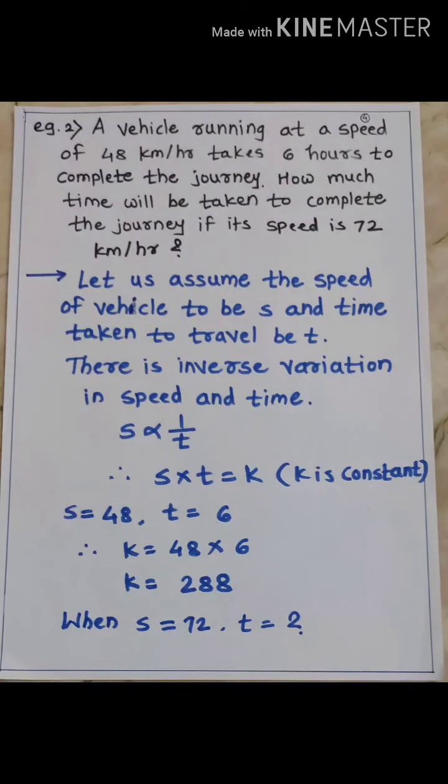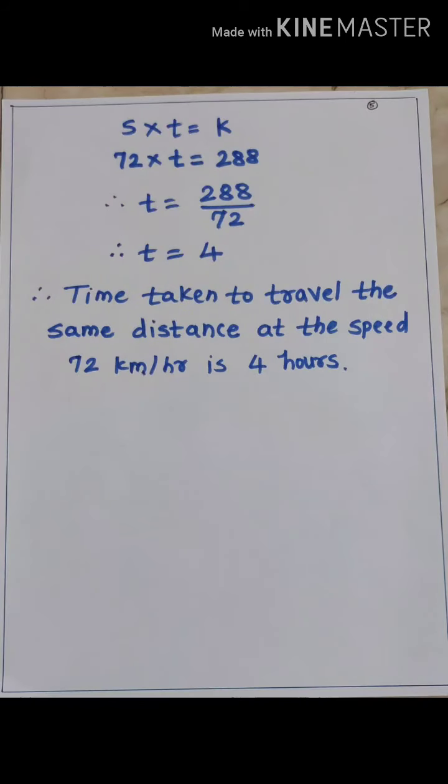Now, substitute the value of s as 72 and find out the value of t. So here s multiplied by t is equal to k. s as 72 multiplied by t is equal to 288. Therefore t is equal to 288 divided by 72. t is equal to 4. So time taken to travel the same distance at the speed of 72 km per hour is 4 hours.